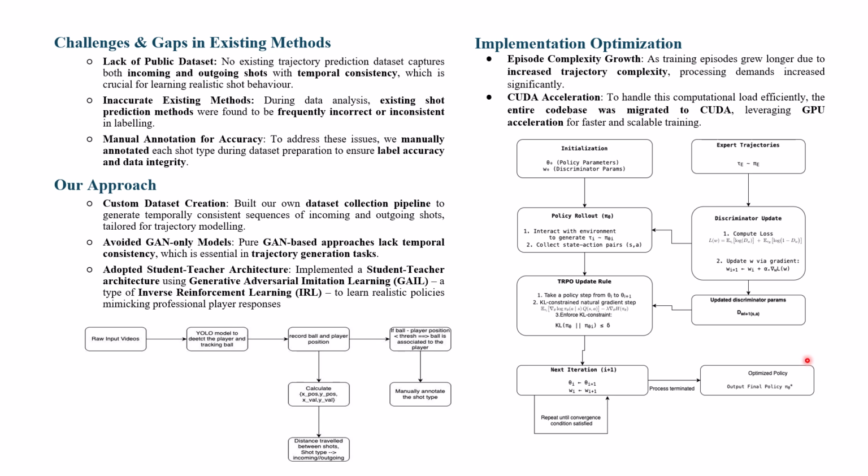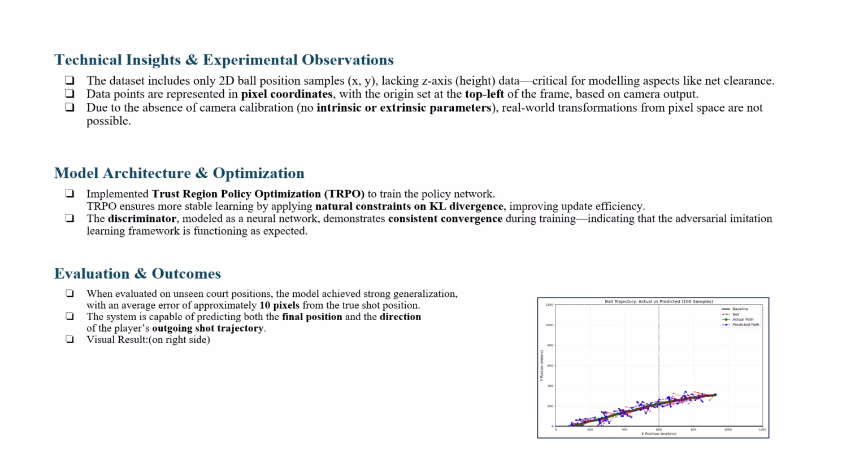So the policy network has two fully connected layers followed by a ReLU activation, and the same for the discriminator, which was also designed with two fully connected layers, each followed by a ReLU activation function. Next slide.